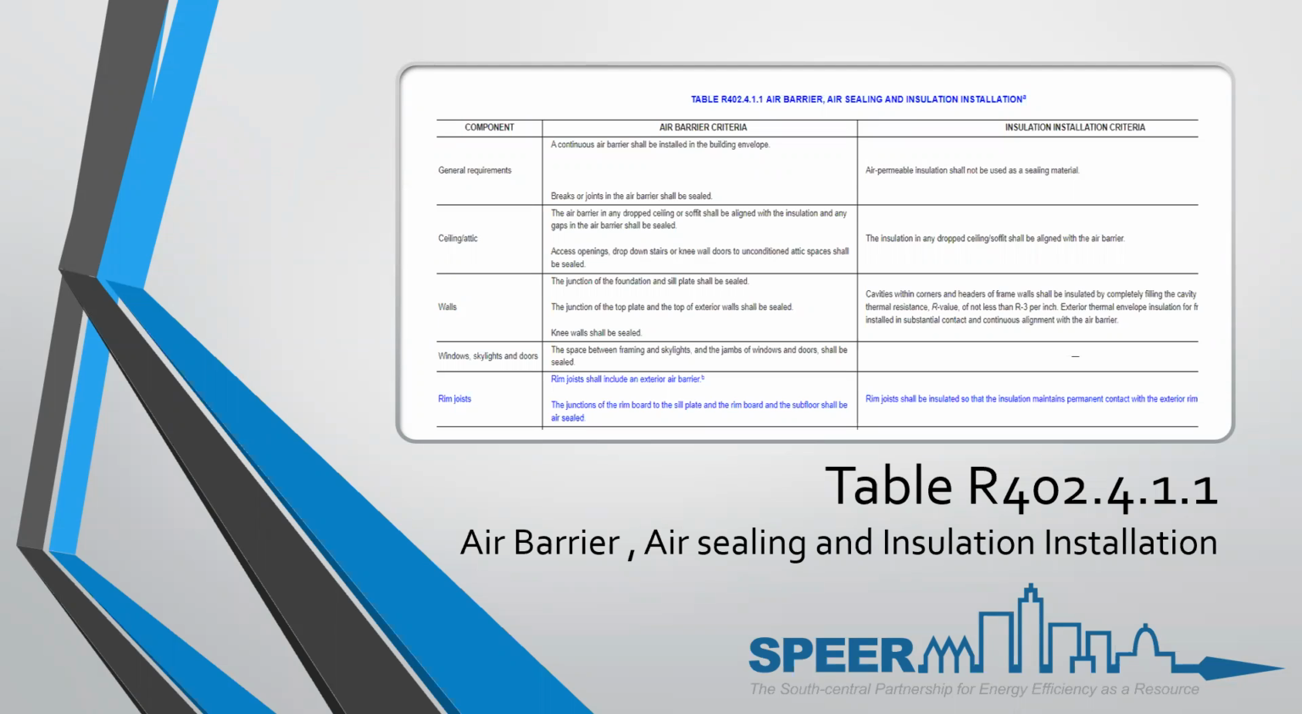It's the air barrier, air sealing, and insulation installation criteria table, better known as Table R402.4.1.1. This table is meant to basically define the thermal envelope by instructing how to handle the air sealing and insulation of each component that makes up the thermal envelope. Each component is listed on the left with both the air barrier, which is also air sealing, and insulation requirements listed to the right. Of course, this is just a portion of the table. I know it's hard to read on this. The next few slides, we'll go through each one specifically.